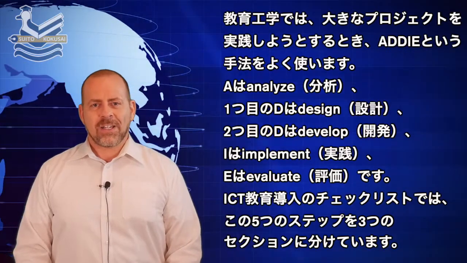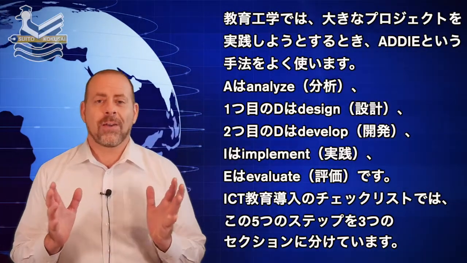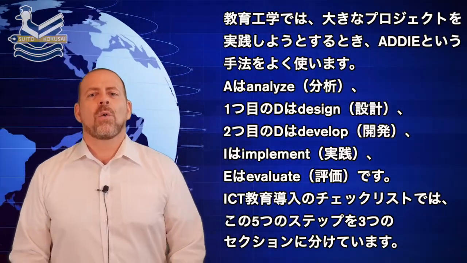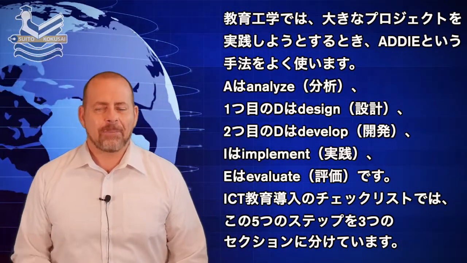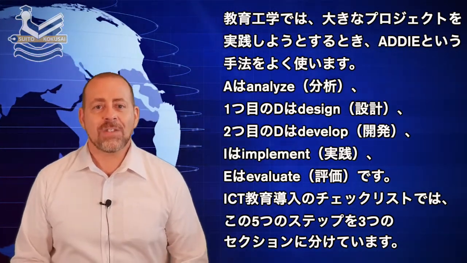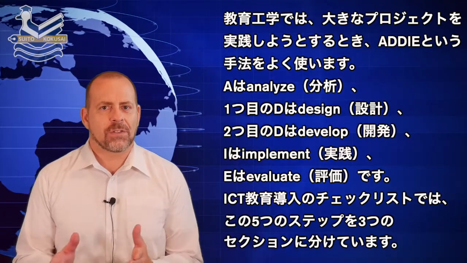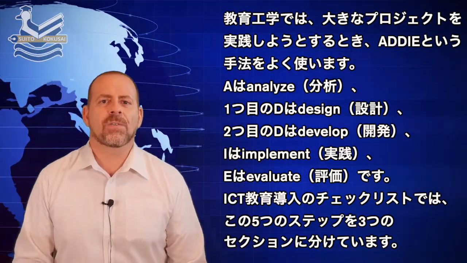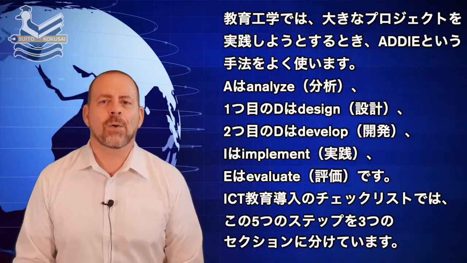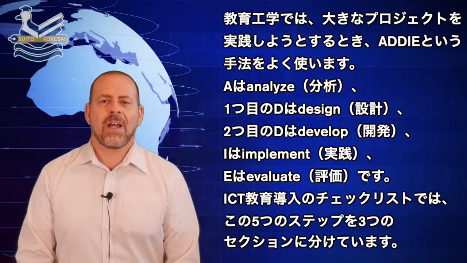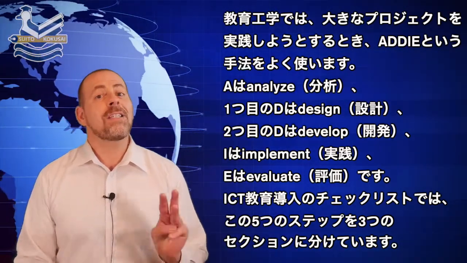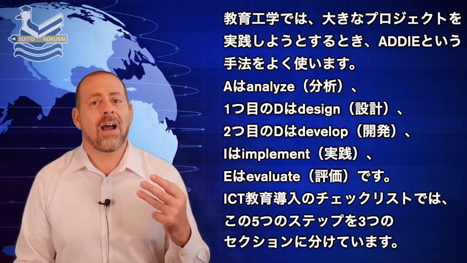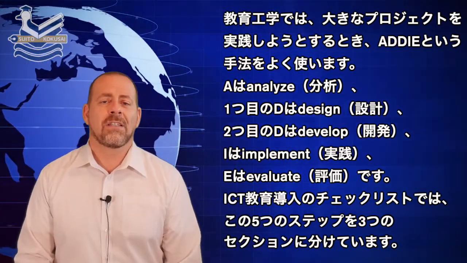In education technology, when we have to do a big project, we often use a method called ADDIE, A-D-D-I-E. A is for analyze. The first D is for design. The second D is for develop. I is for implement. And E is for evaluate. These 5 steps are arranged into 3 sections on the ICT implementation checklist.